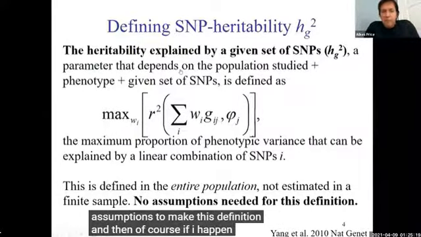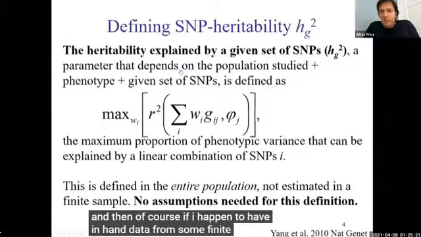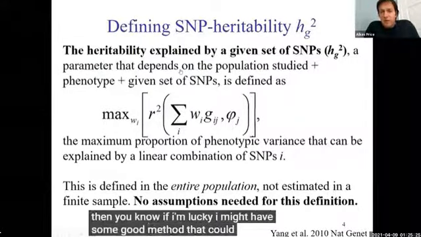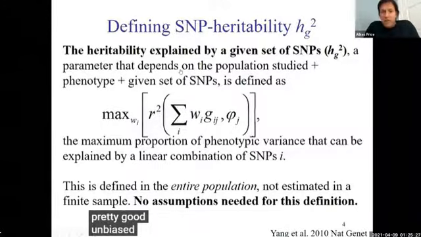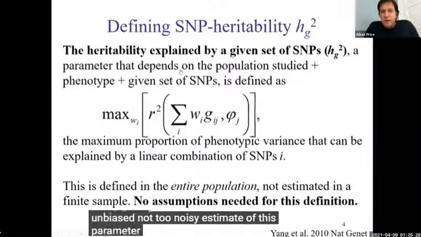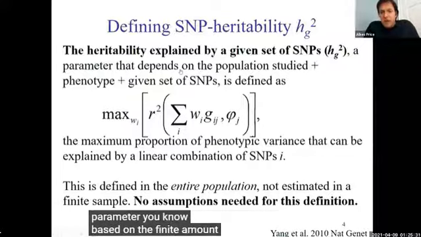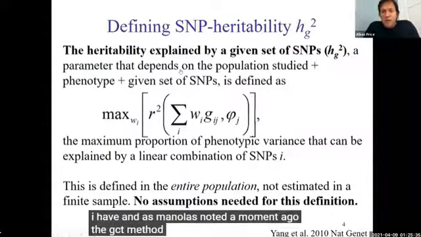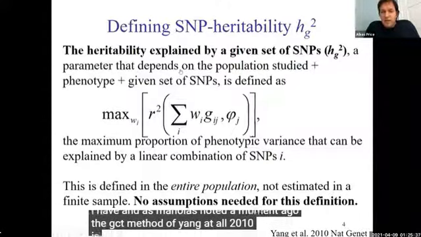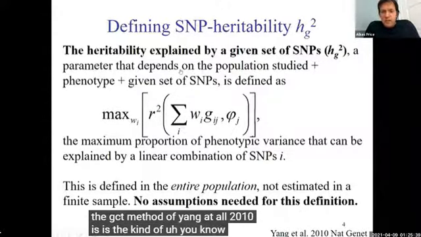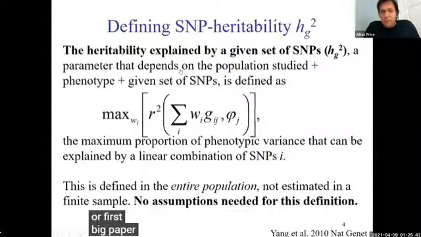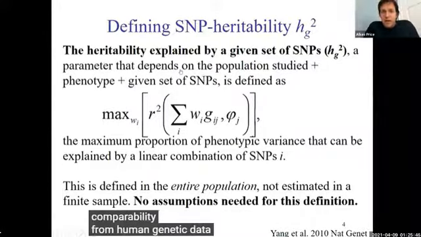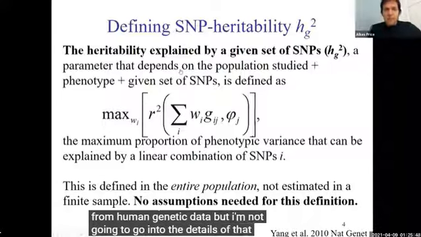And then, of course, if I happen to have in hand data from some finite sample, then, if I'm lucky, I might have some good method that could provide a pretty good, unbiased, not too noisy estimate of this parameter, based on the finite amount of data that I have. And as Manolis noted a moment ago, the GCTA method of Yang et al. 2010 is the main paper or first big paper in this space of estimating SNP heritability from human genetic data. But I'm not going to go into the details of that right now.